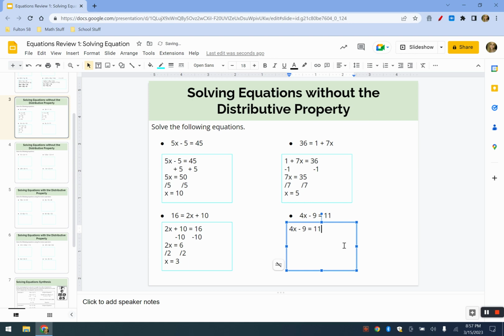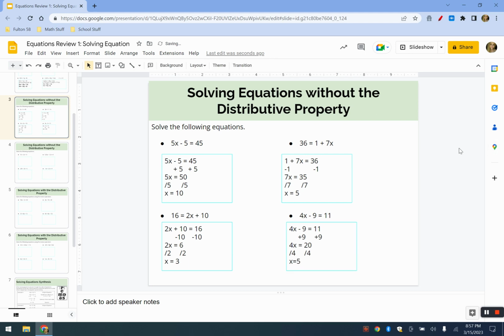So, last problem on this slide, 4x minus 9 equals 11. Got to get rid of that minus 9 first by adding 9 to both sides. We are going to be left with 4x on the left, and 11 plus 9 is 20. Then, last step, divide both sides by 4, and we get x equals 5.